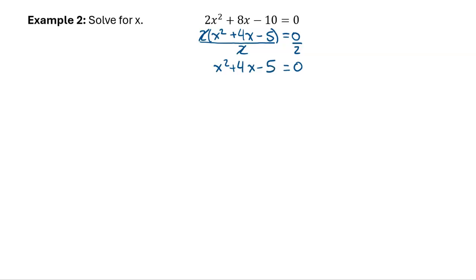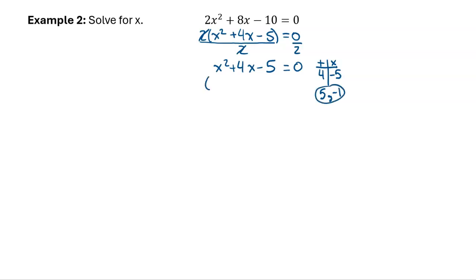And so you might think, well, we've common factored it, we've factored as far as we can, now we have to use the quadratic formula. Well, we're going to keep trying to factor this, and if we can, then we don't have to use the quadratic formula at all. So we're trying to find two numbers that add to 4 and multiply to negative 5. Those two numbers are 5 and negative 1.